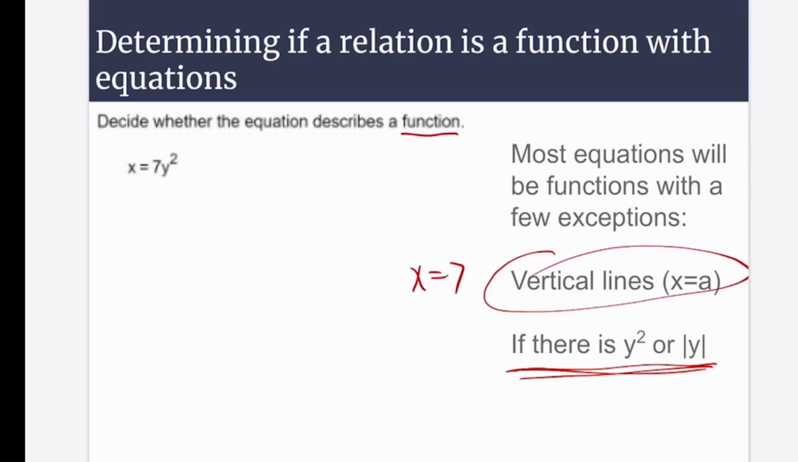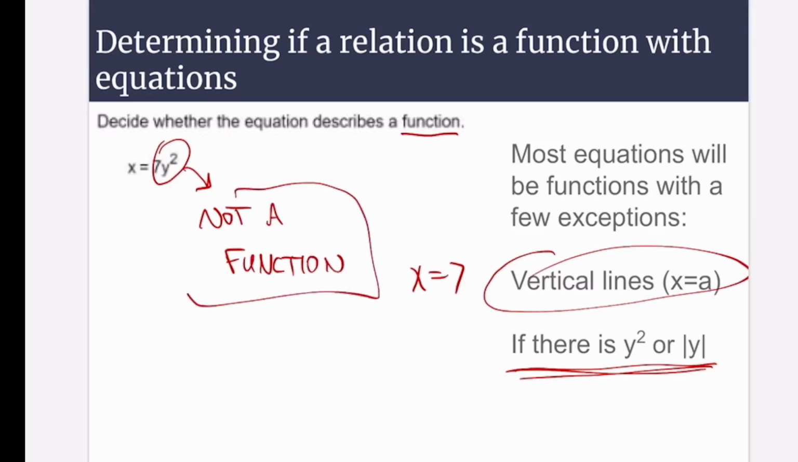to be a function. The reasoning is because of the graph and this thing called the vertical line test, which we're not going to get into in this video. But when you're given equations, you look. In this case, there's a y squared. I'm not even going to do the work. That is not a function. And if you don't see those, you're pretty safe in determining that it will be a function.